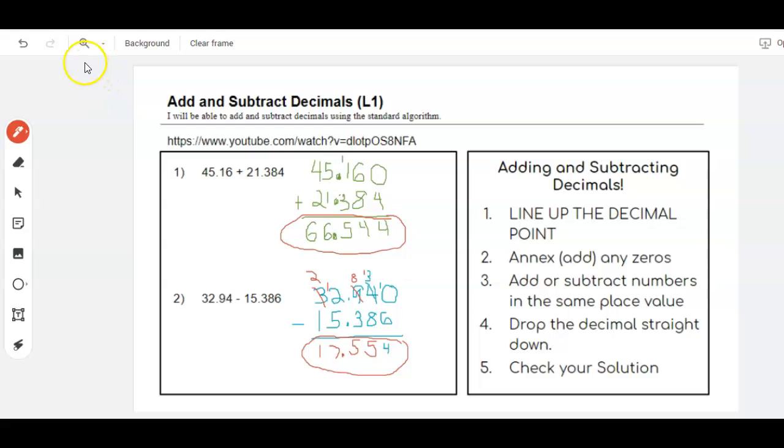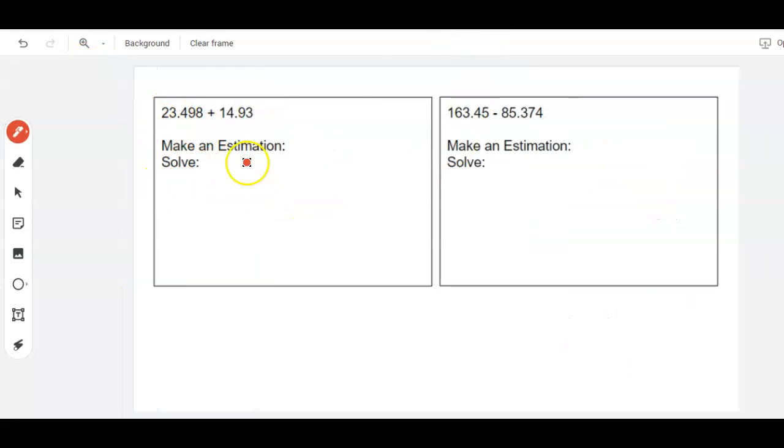All right, this should be at least some review. You should have seen this some last year. Look in here. I was doing this a little bit before, but we're going to practice. I want you to make an estimation. So estimate what this is, estimate where this is. Pause the video, do it.